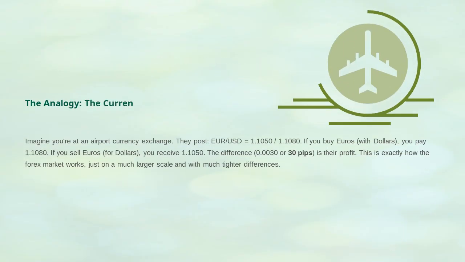Imagine you're at an airport currency exchange kiosk. You see a sign that says, "We buy euros at 1.1050 and we sell euros at 1.1080." If you want to buy euros, you pay the higher rate, 1.1080. If you want to sell euros, you receive the lower rate, 1.1050. The difference, 30 pips, is the kiosk's profit. It's their spread. The Forex market works exactly the same way. The only difference is scale. In the interbank market, spreads are measured in fractions of a pip, not 30 pips. But the principle is identical. The spread is the cost of accessing the market.